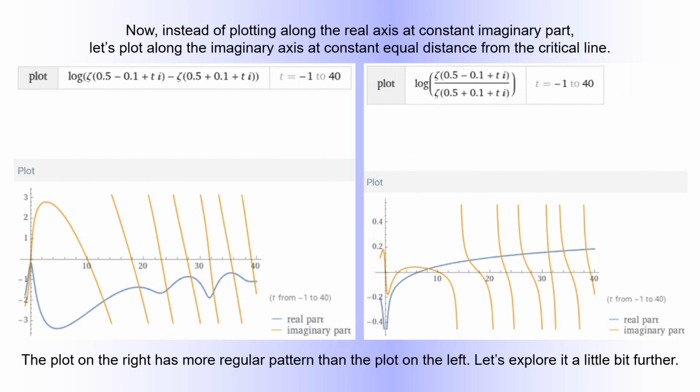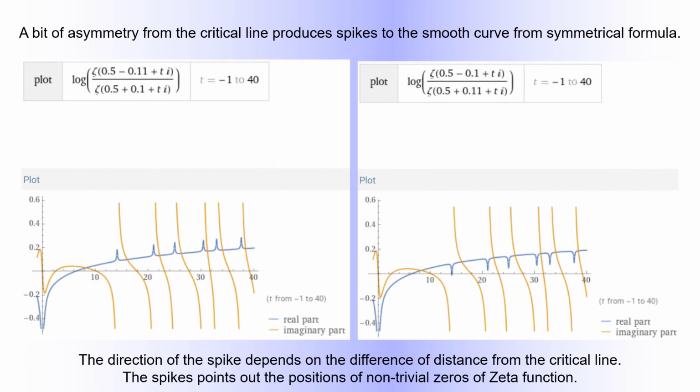Now, instead of plotting along the real axis at constant imaginary part, let's plot along the imaginary axis at constant equal distance from the critical line. A bit of asymmetry from the critical line produces spikes in the smooth curve from the symmetrical formula. The direction of the spike depends on the difference of distance from the critical line. The spikes point out the positions of non-trivial zeros of the zeta function.